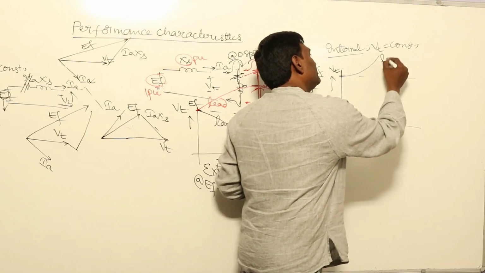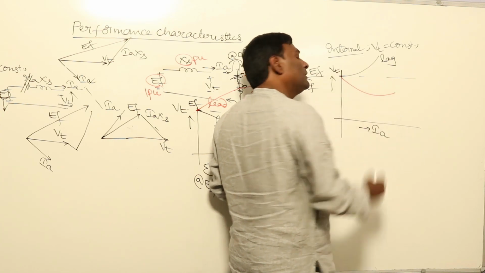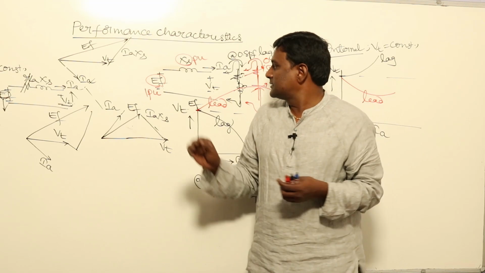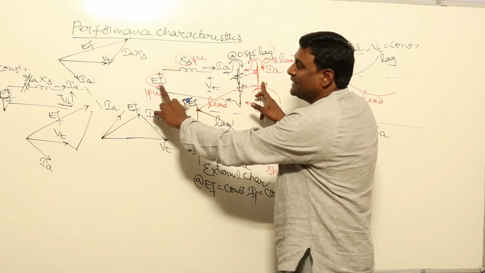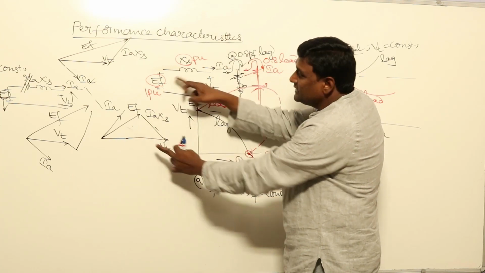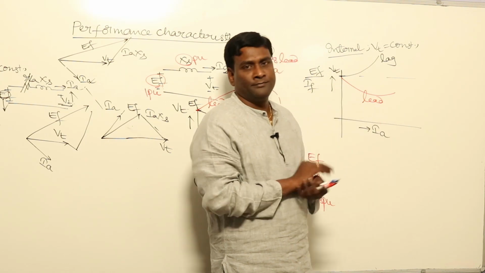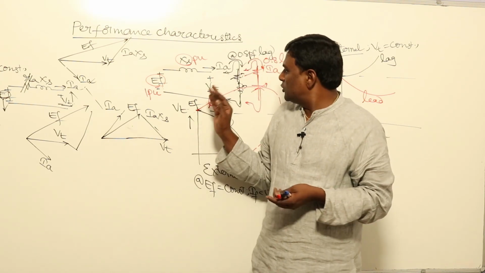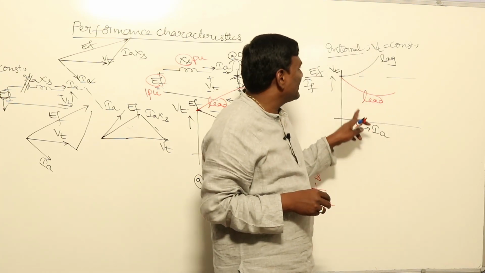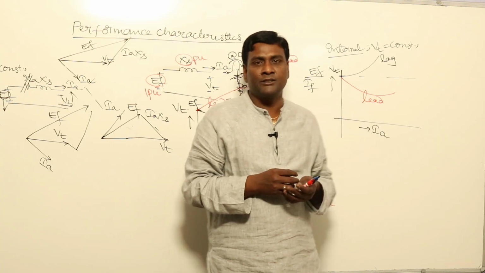Lagging. At leading conditions, my field current has to be reduced. Why? Because at leading conditions, if I maintain EF constant, VT will increase. In order to maintain VT constant, EF has to be reduced. So depending upon the load current, it will reduce. So this is going to be the external characteristic at lagging and leading, and this is going to be the internal characteristic at lagging and leading. Remaining characteristics we will see in the next video.